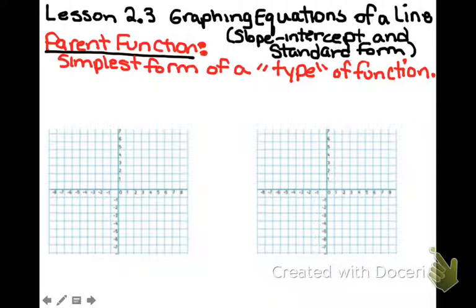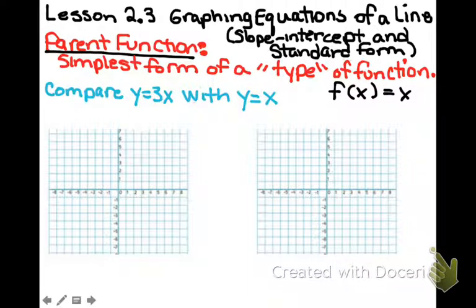Lesson 2.3, Graphing Equations of a Line. A parent function is the simplest form of a type of function. So in today's lesson, using slope-intercept, the parent function is f of x equals x. Making comparisons using parent functions will help you understand the characteristics of each family. When we study quadratic equations, for example, the parent function will look different compared to that of the linear function that we're examining today.